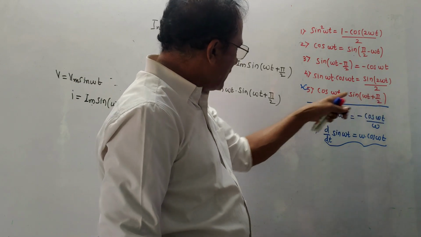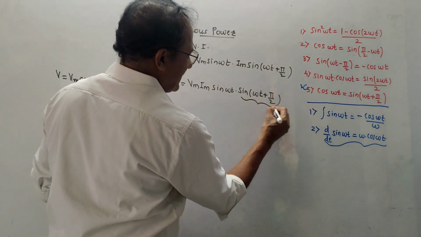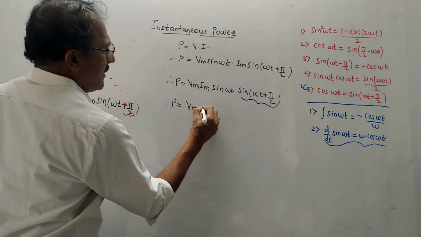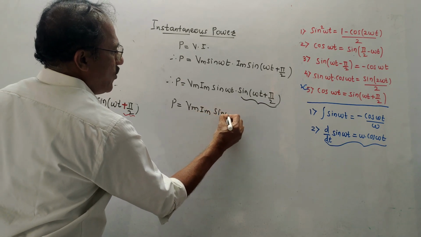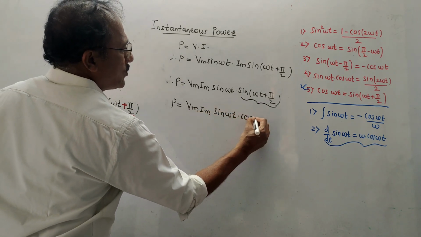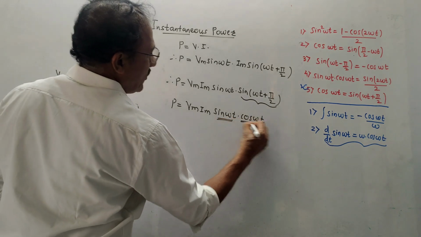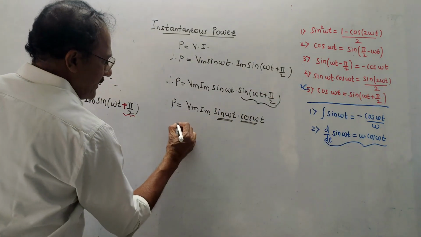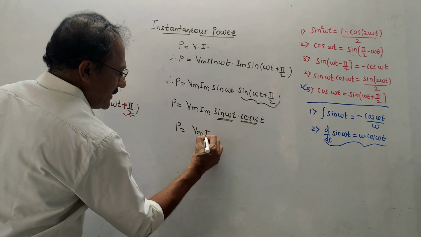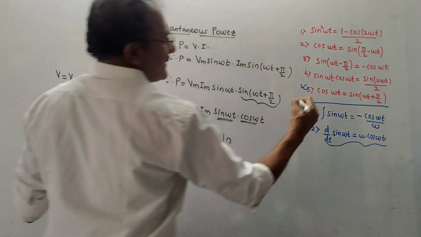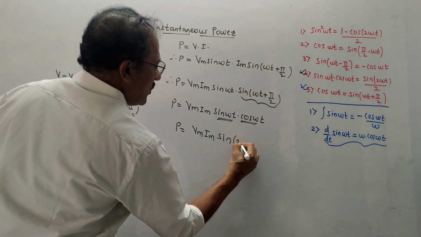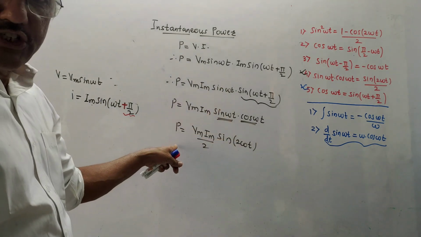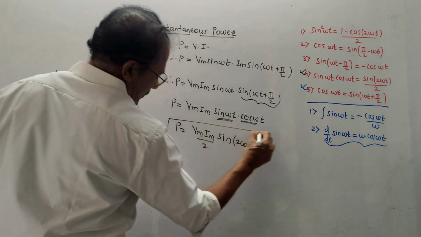Now just now we discussed this identity. Sine omega t plus pi by 2 is the same as cos omega t. So I will replace this term by cos omega t. So it becomes P is equal to Vm Im sin omega t into cos omega t. Now sin omega t into cos omega t is sin 2 omega t upon 2. So we can replace this term by a single term, using this identity, sin 2 omega t divided by 2. This is the equation of instantaneous power in case of a purely capacitive circuit.